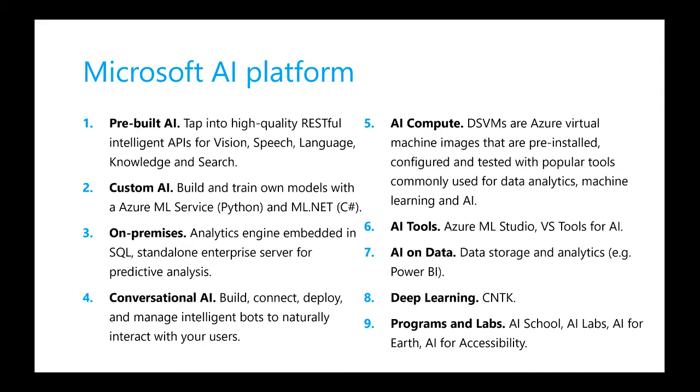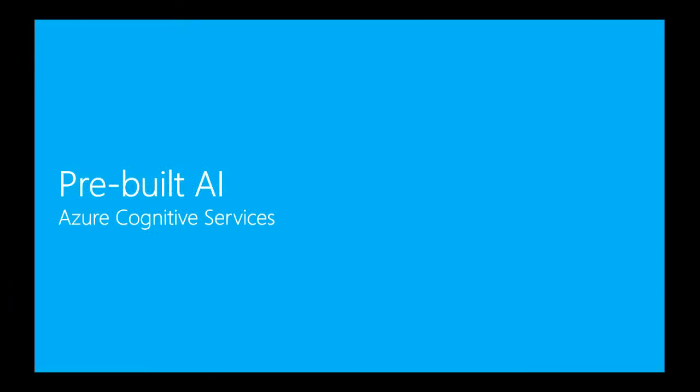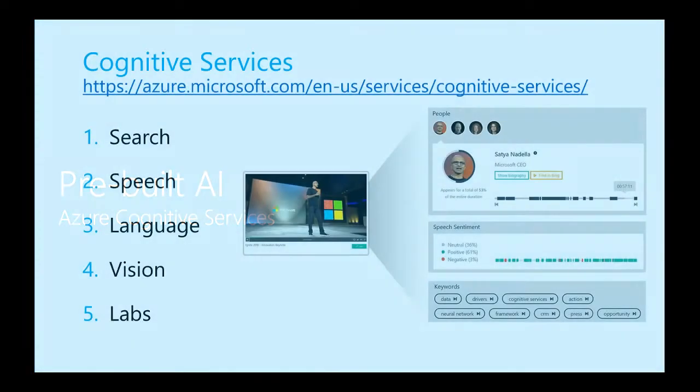So now let's start learning with some services. Let's start from pre-built AI. Pre-built AI is actually the Azure Cognitive Services. This is a set of pre-built models already available, and you can very easily integrate the services into your existing apps. Cognitive Services are divided into several categories: search, speech, language, vision, and some services are in labs.